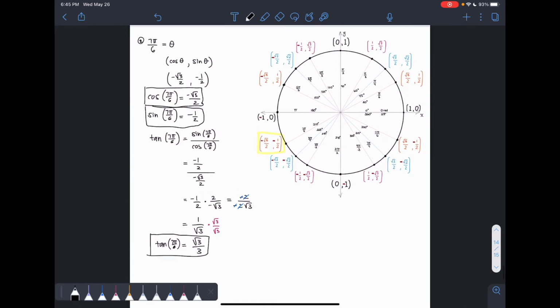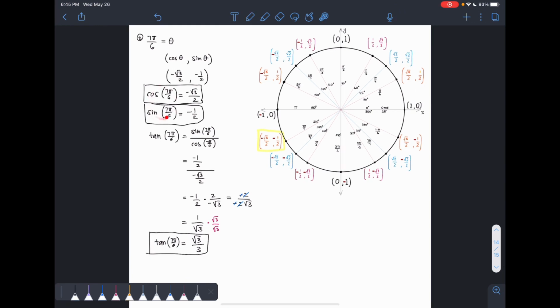So as you can see, cosine and sine are obtained directly from the unit circle, whereas tangent is obtained from sine and cosine. So we have to find these two first before we can figure out tangent, do a little bit of algebra, and we end up with our final answer here.